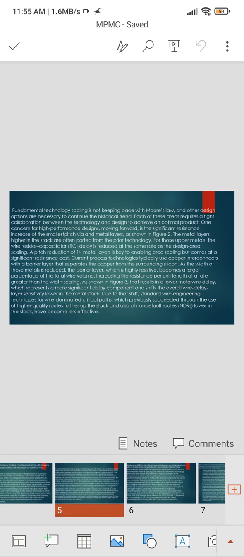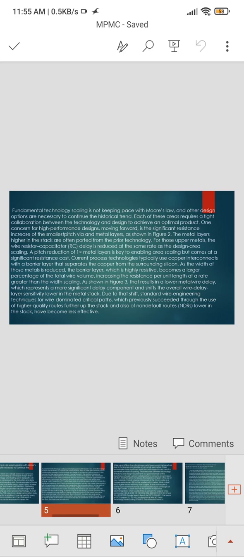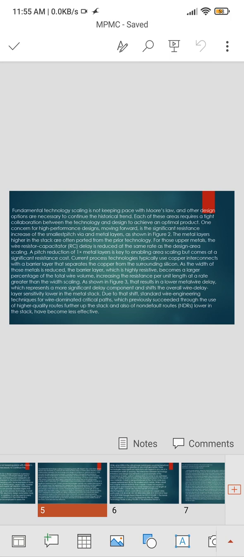One of the concerns for high performance design moving forward is the significant resistance increase of the small pitch metal layers, as shown in the figure. The metal layers higher in the stack are often ported from the prior technology. For those upper metals, the wire resistor-capacitor delay is not reduced at the same rate as the design area, causing significant resistance cost.